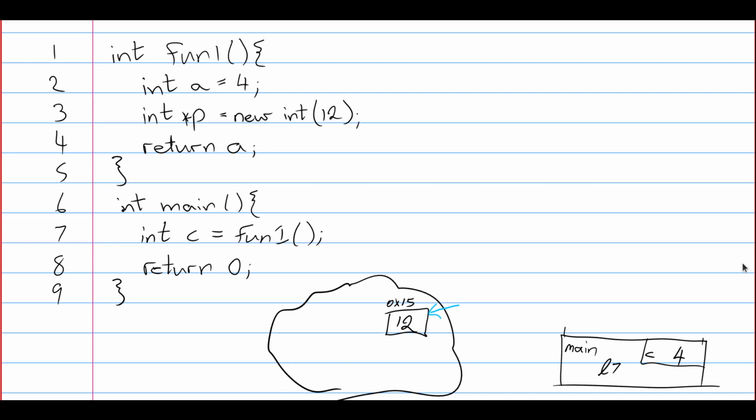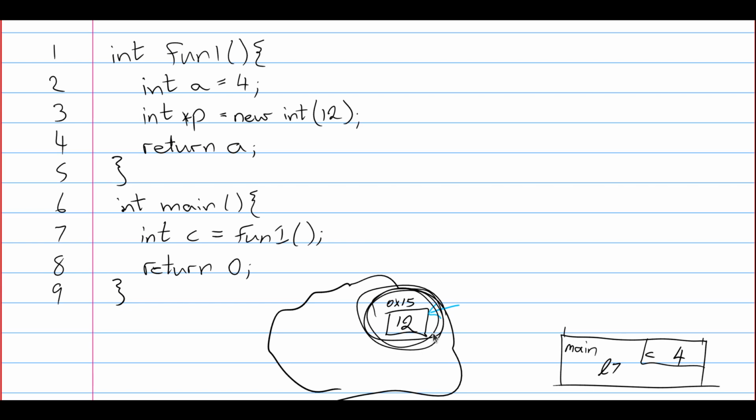And so in this case, we now have memory that's allocated to our program. We have this block at 0x15 that contains 12. We have this memory that's allocated to our program, but that we can no longer access. We don't have a pointer to it anymore. There's no way that we can get the value. There's no way that we can set the value. And more importantly, the operating system still thinks we're using it. And so the operating system is not going to take that memory back.